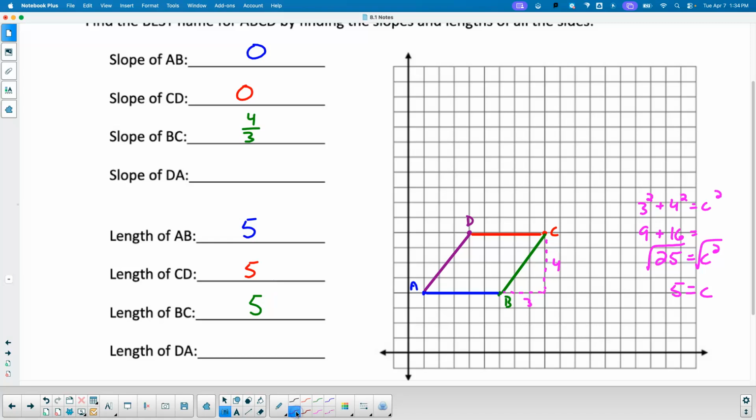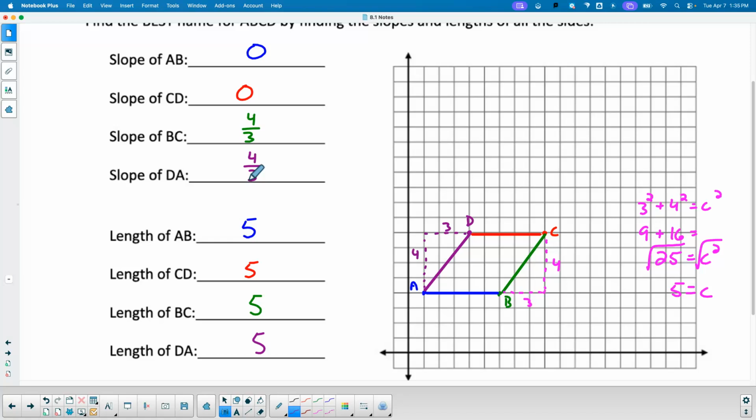AD next. There's 4. There's 3. So that math is going to be the same. So that one's going to be 5. And then the slope is going to be 4/3 again. So what can you tell me about BC and AD? They're parallel first, right? Okay. Then they're also equal, right? Okay. So we have 2 pairs of parallel sides, right?